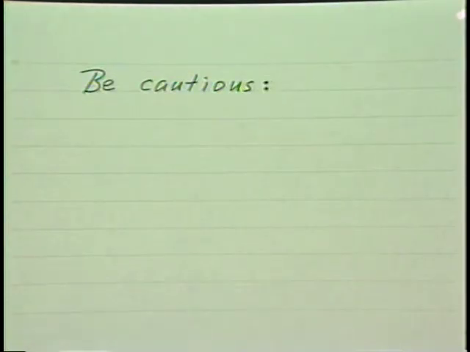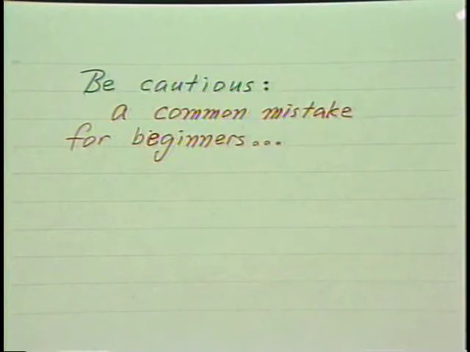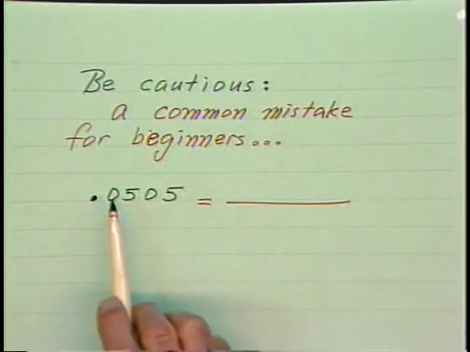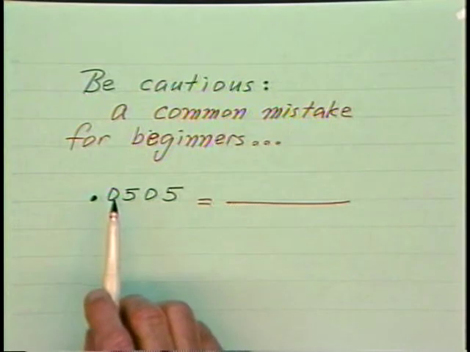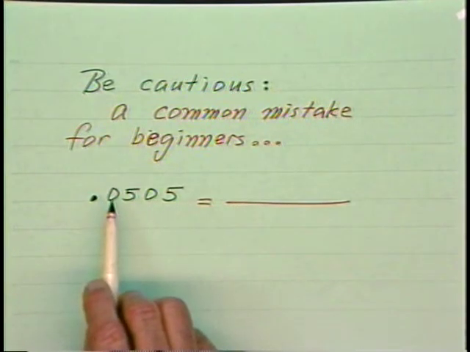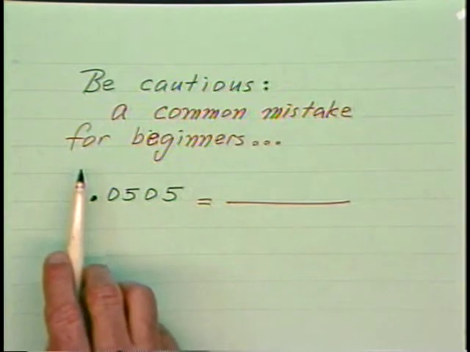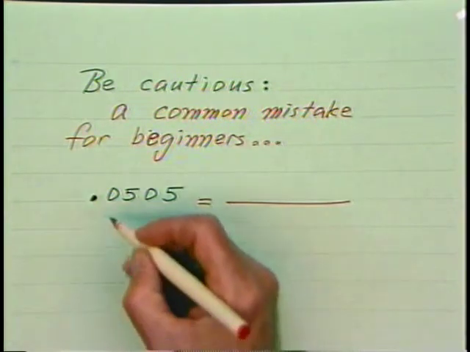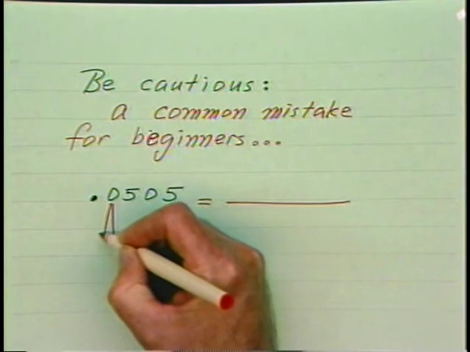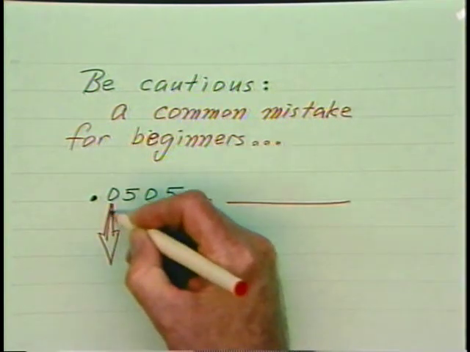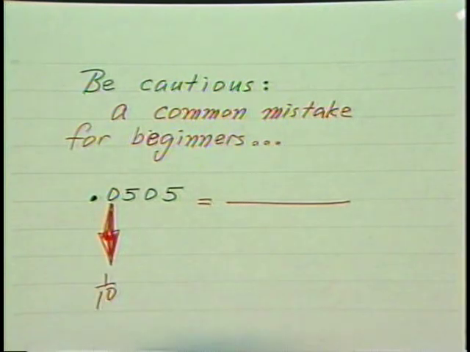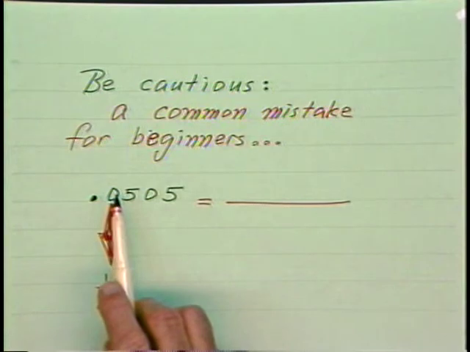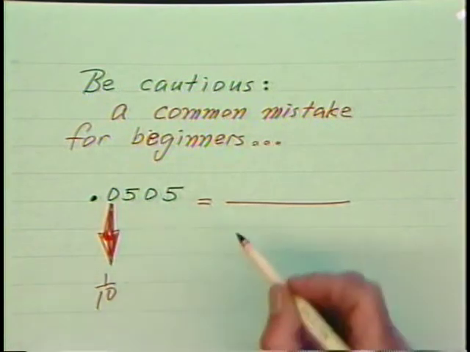Now be cautious. A common mistake for beginners is this simple one, that of simply saying the wrong word name, because there's a tendency on some to want to call this first decimal place 1 because the first whole number place is 1. But remember very, very carefully that the first decimal place is tenth, not 1. So this would be tenth, hundredth, thousandths, 10 thousandths.